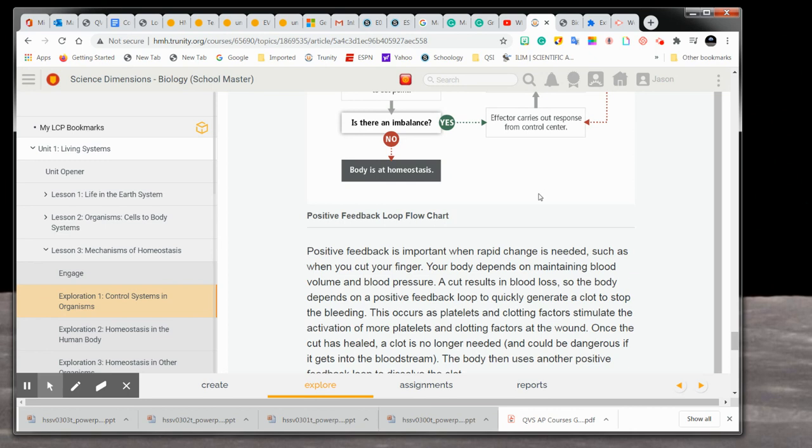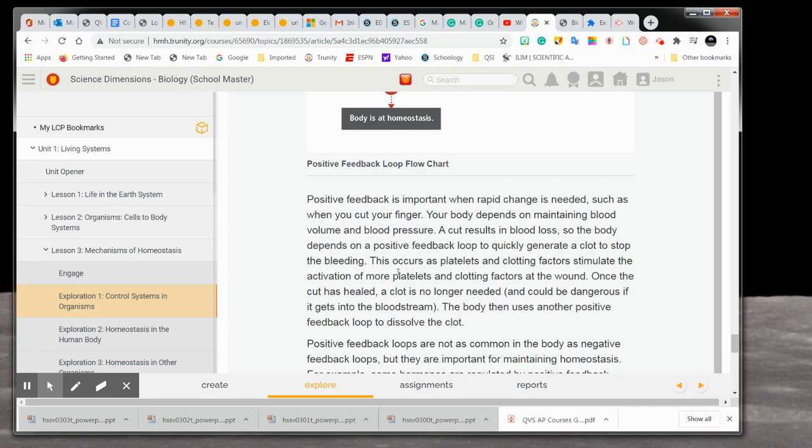Positive feedback loops are not as many in the human system as negative feedback loops. But one positive feedback loop that is very important is the process of blood clotting. Your body depends on maintaining blood volume and pressure. If you get a cut and you have loss of blood, the body depends on the positive feedback loop to quickly generate the clot to stop the bleeding.